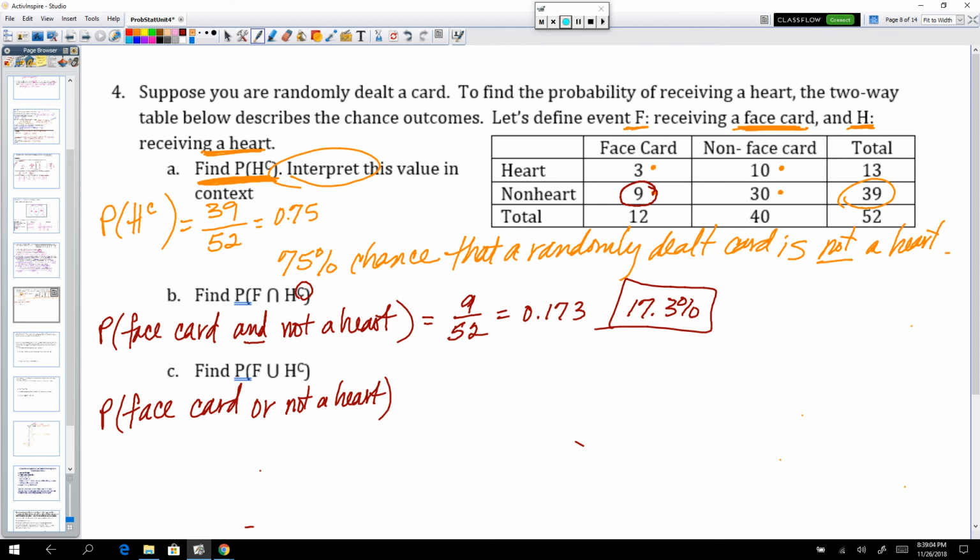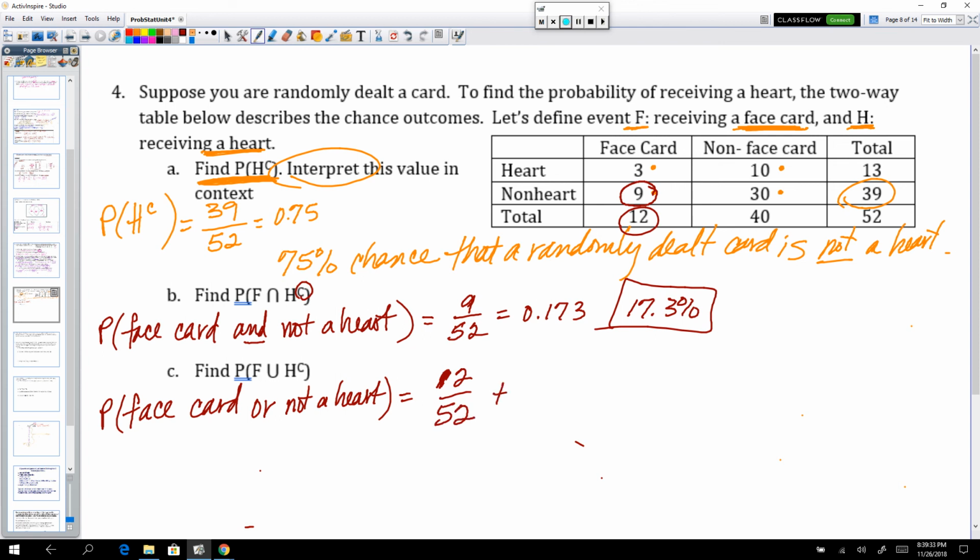It's a different question, right? Probability of a face card or not a heart. And remember, we can add these two events together, but we have to subtract out the duplicates, right? We have to subtract out the duplicates. So let's see. Probability of a face card. We already know that. That's a 9 out of 50. Or no, I'm sorry. Probability of a face card, total face cards is 12. So 12 out of 52.